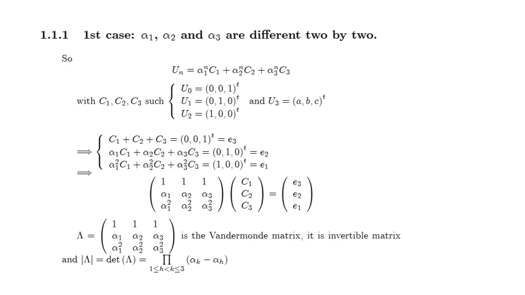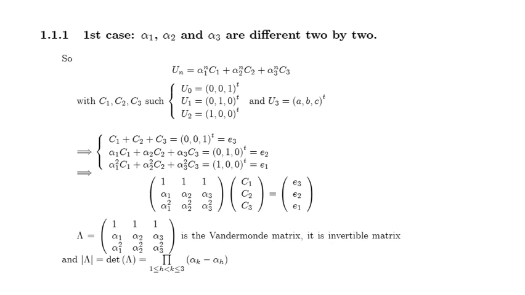So first case, if alpha 1, alpha 2, alpha 3 are different two by two, so U_n has the following formula with C1, C2, C3 constants, such that we have U_0, U_1, U_2. So we can determine C1, C2, C3 as below.